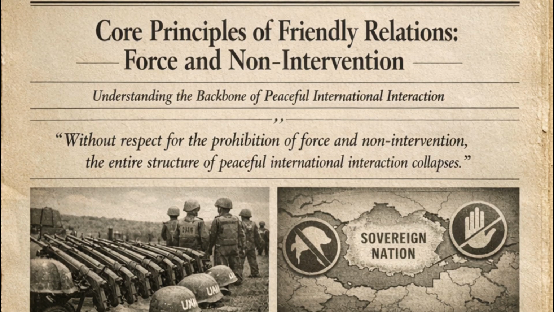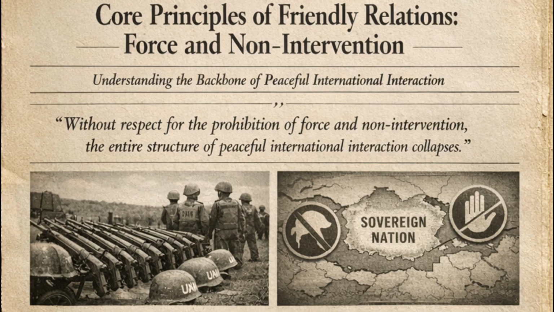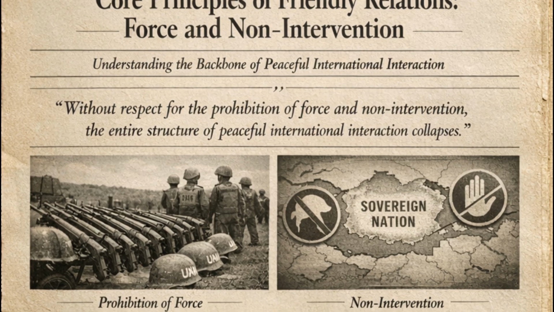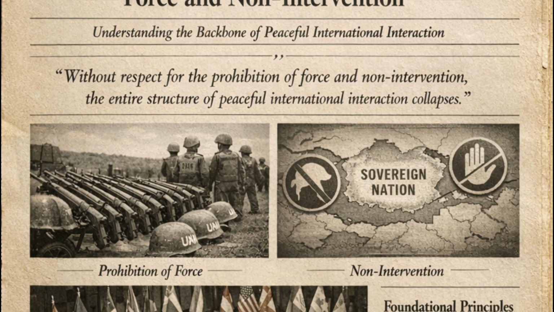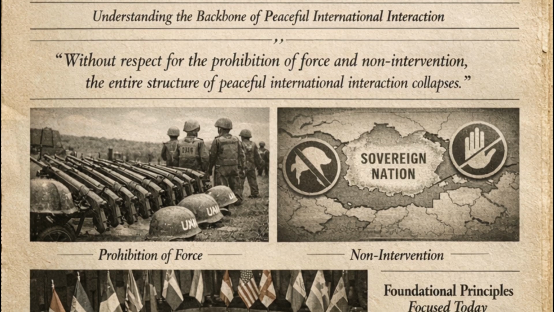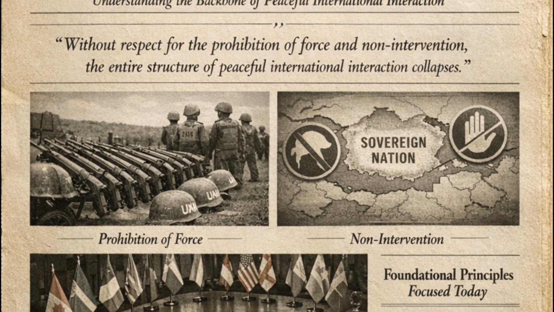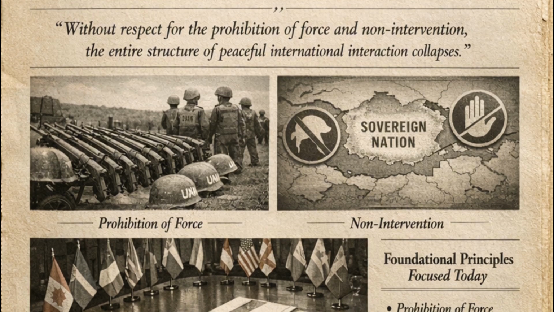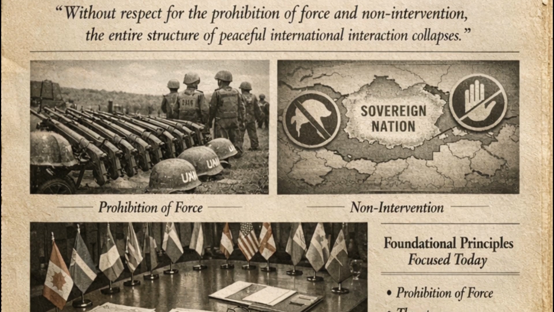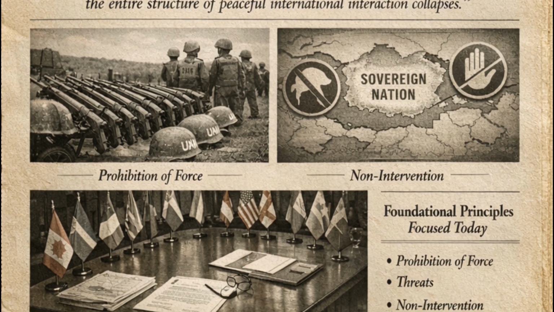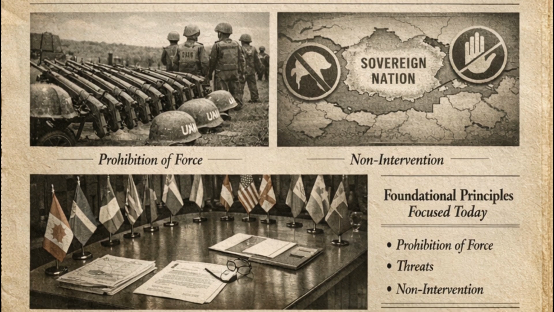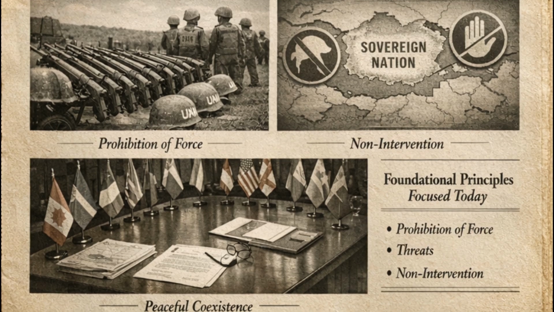But to give you a deeper understanding of what friendly relations really mean, I want to focus on 2 particularly crucial principles that are essential for our analysis. The first is the prohibition of the use of force, or the prohibition of threats and resort to force. The second is the principle of non-intervention in the internal affairs of states. These 2 principles are central. They form the backbone of how international law ensures peaceful coexistence.